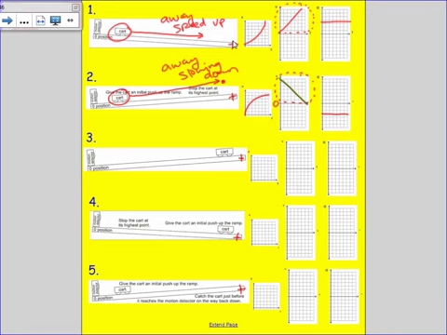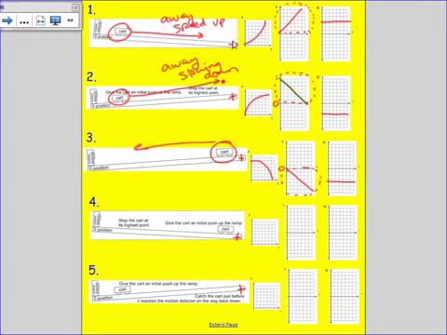Alright, the third example has the cart starting away and moving towards the origin, and it would be speeding up. So towards the origin, speeding up would look like that. If it's going towards the origin, the velocity graph is going to be down here, and it's speeding up, so it's going to look like that. It's going to go away from 0. Finally, the acceleration would be the slope of the velocity, which is negative.